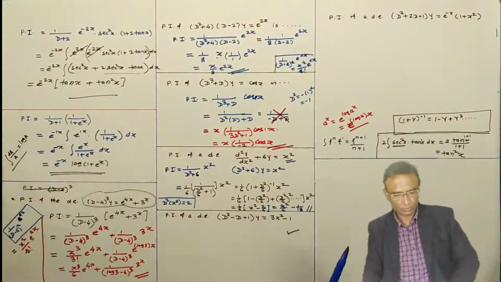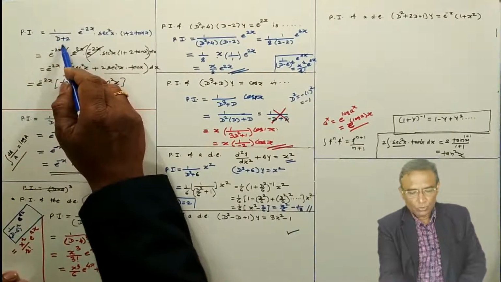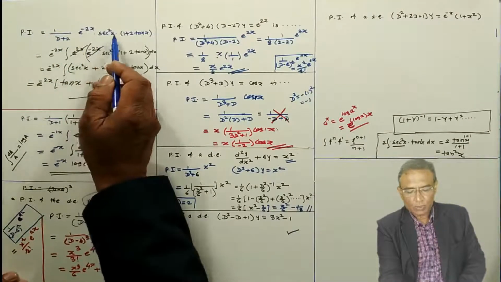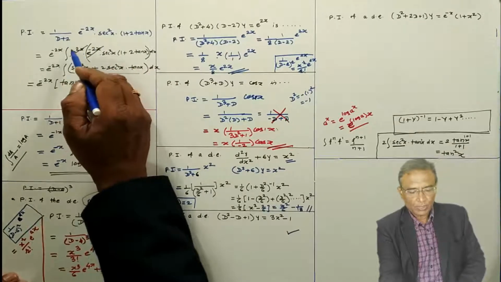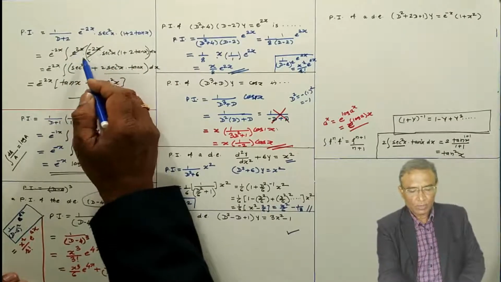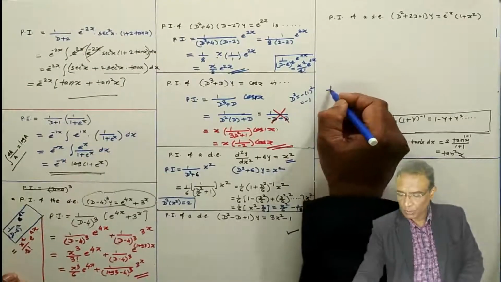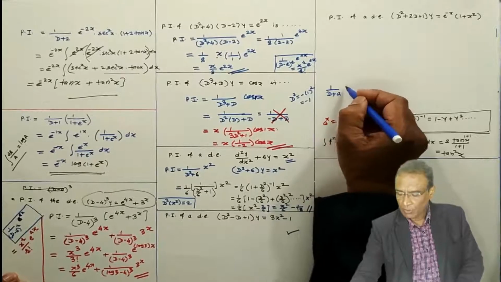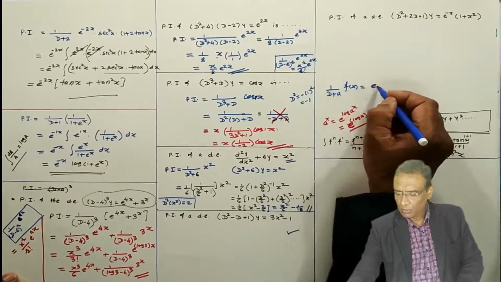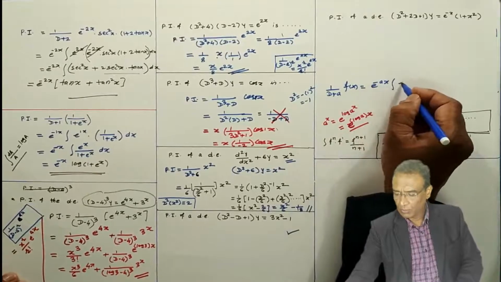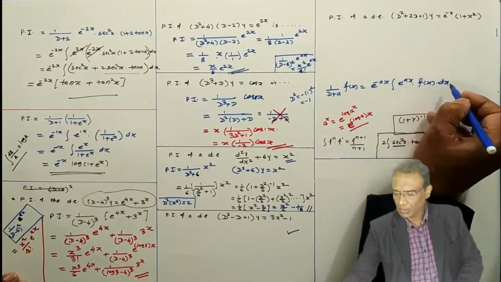Okay, now this one. See, 1 by D plus 2 of e to the power minus 2x sec square x into 1 plus tan x. Now, e to the power minus 2x integral e to the power 2x. Okay, this formula I am using, right from the beginning. 1 by D plus a on any function f(x) I am writing. What is this? e to the power minus ax integral e to the power ax f(x) dx. Okay, this formula I am using.